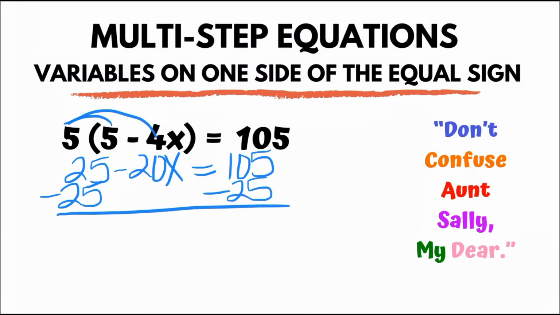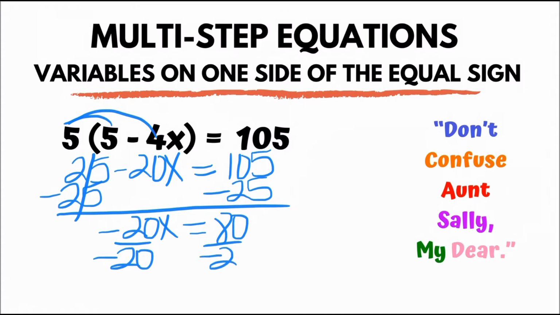Only two more steps to go. I get -20x equals 80. And then my last step, my dear, means to multiply or divide, so I'm going to divide both sides by -20. And I get x equals -4. And that is it.